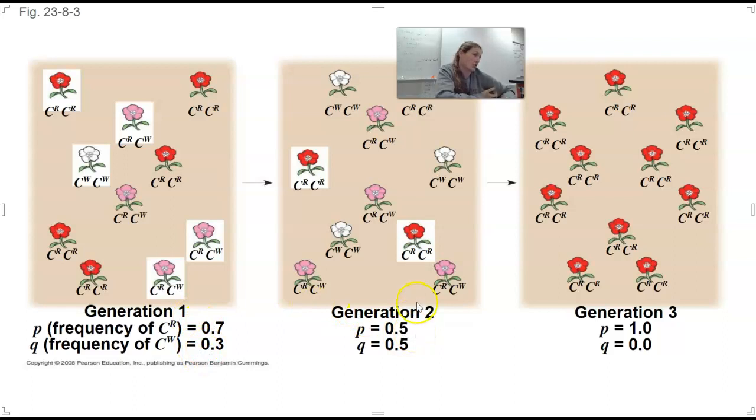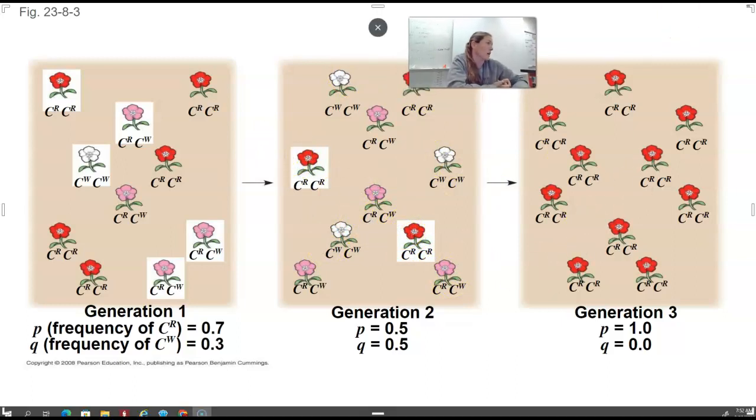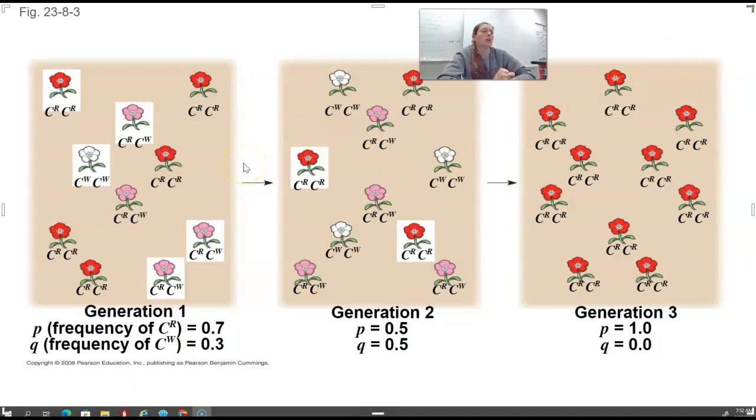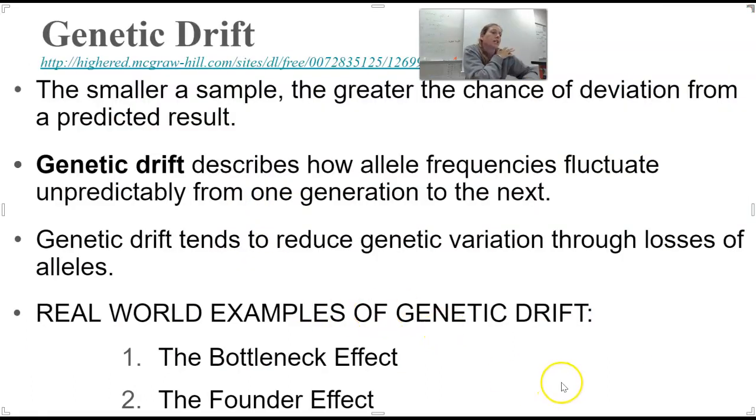But then in the next generation, all of these guys are gone, they die off, and so this is the small population. So then we're all red all the time. And so it's really looking at how the selection of just a small group of individuals drastically changes the population of the next generation. So genetic drift basically is we take a very small sample size and that creates a larger chance of deviation just statistically. It's describing allele frequencies and how they fluctuate.